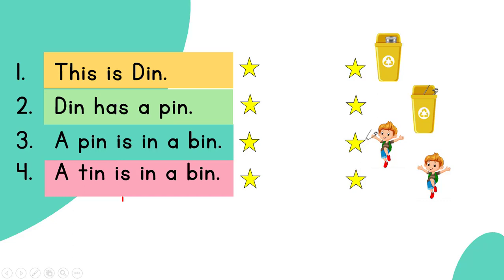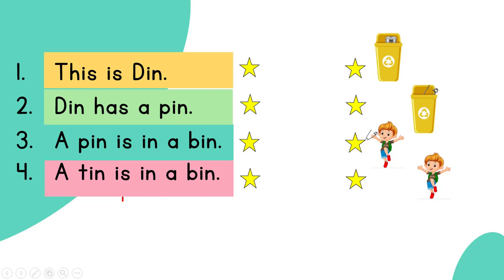All right, now, look at the sentence and match to the pictures. Number one, this is Din. Number two, Din has a pin. Number three, a pin is in a bin. And number four, a tin is in a bin.